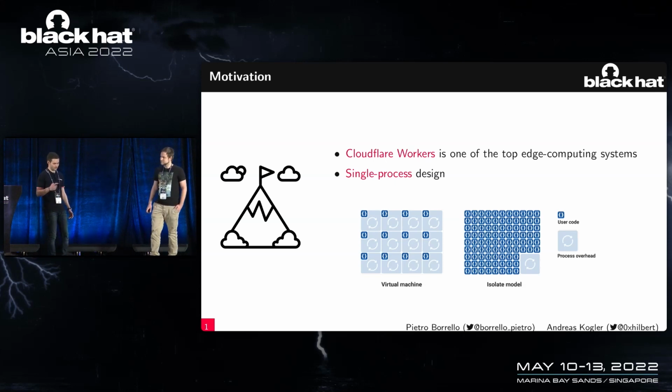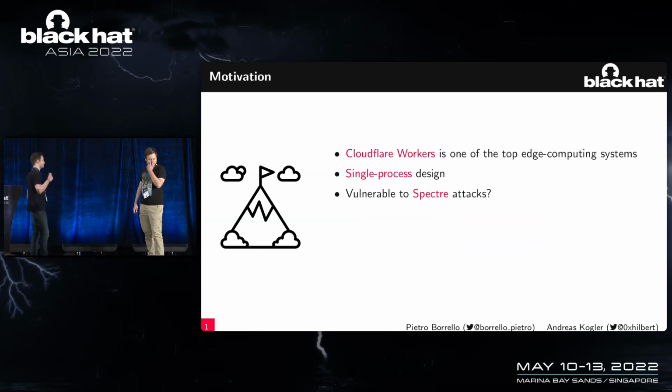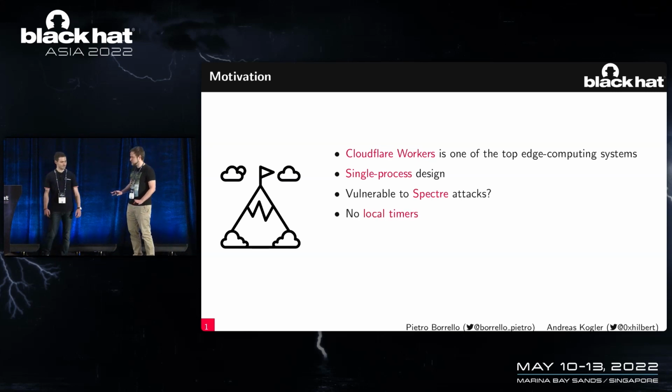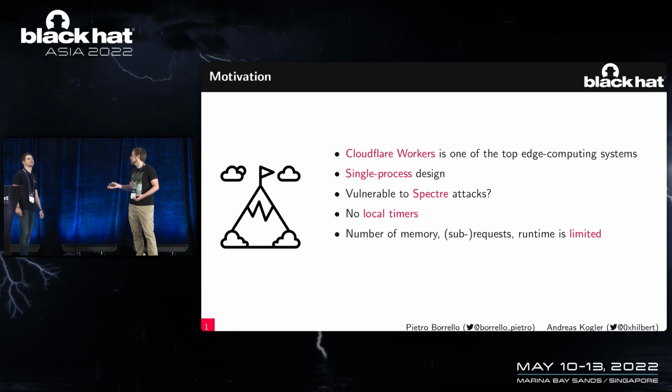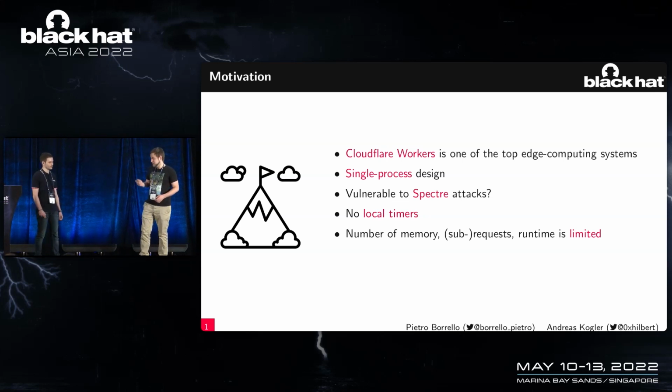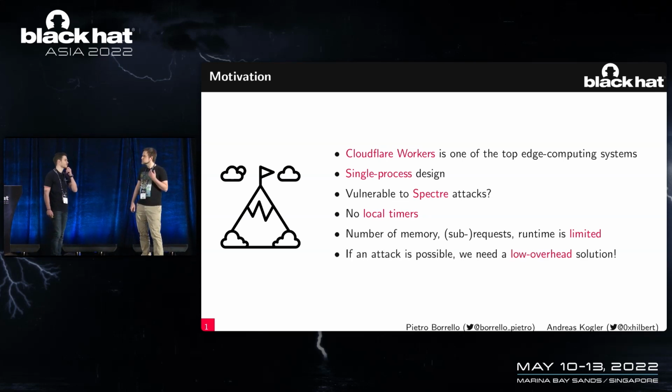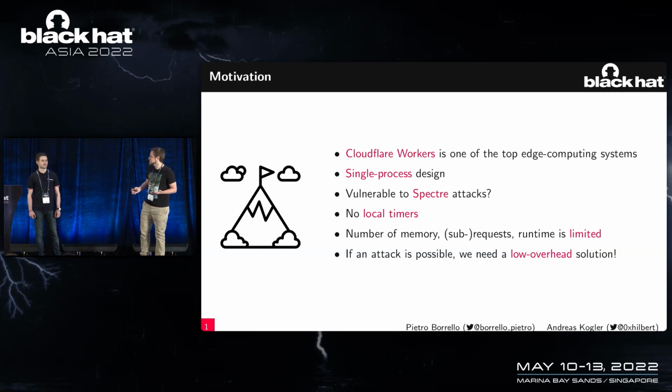Exactly. But wait. Is this vulnerable to Specter? I mean, it's a classic case. No, we have some preconditions there. We disabled all the local timers, so you don't have a chance to measure time. And furthermore, we also limit the sub-requests you can send, and also the memory you have available for each worker. But if you were right, and there would be a Specter attack possible on our system, we would need a low overhead solution in order to keep up with the high performance goals of our system.